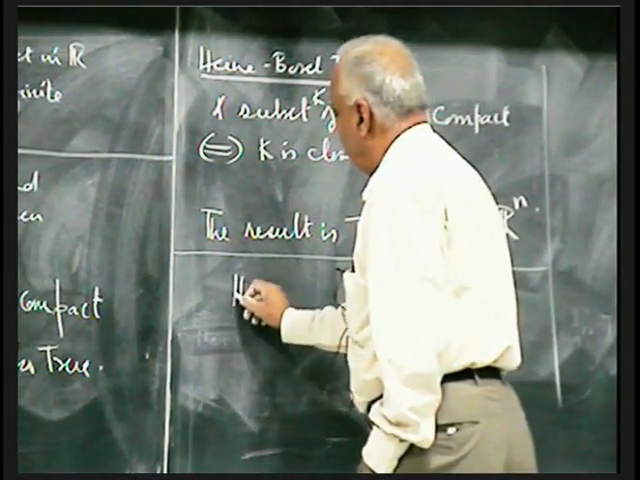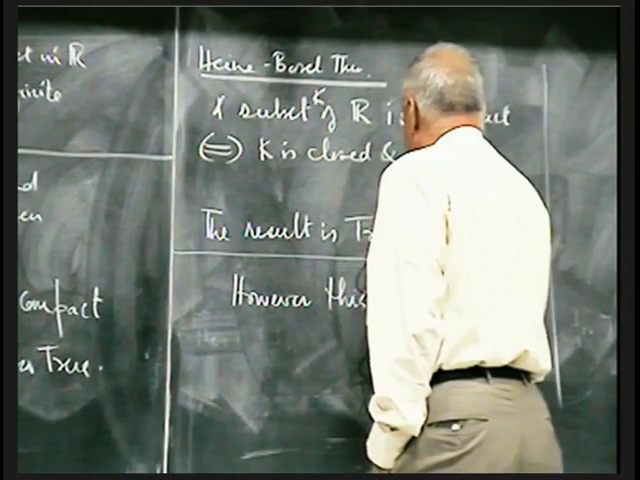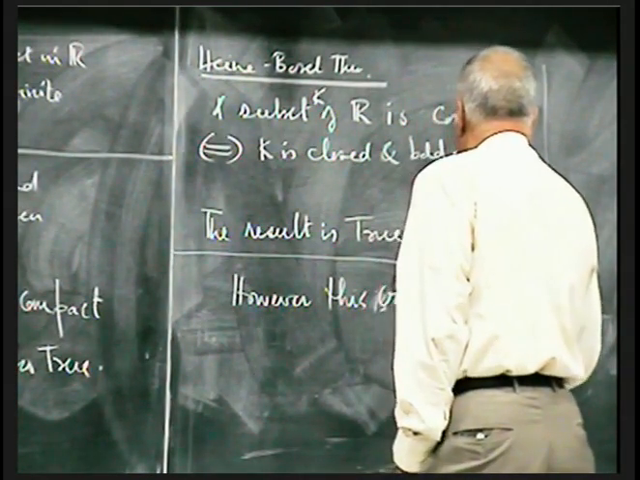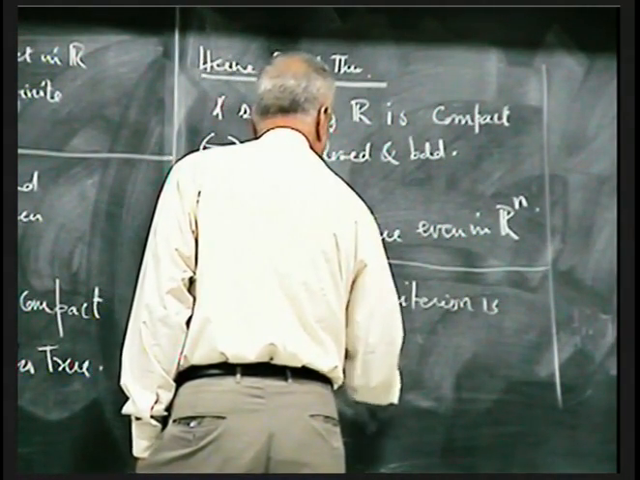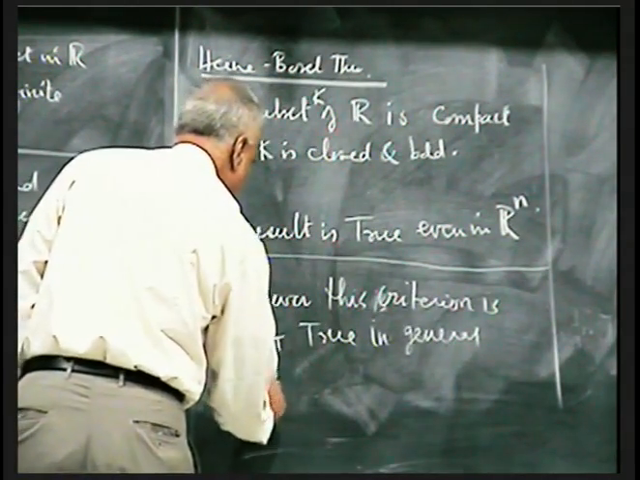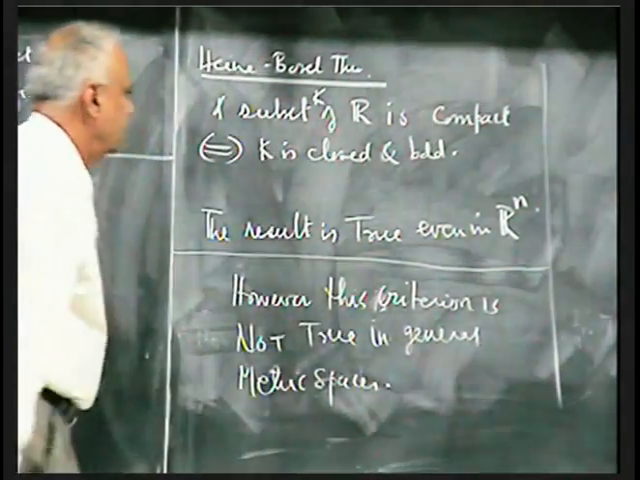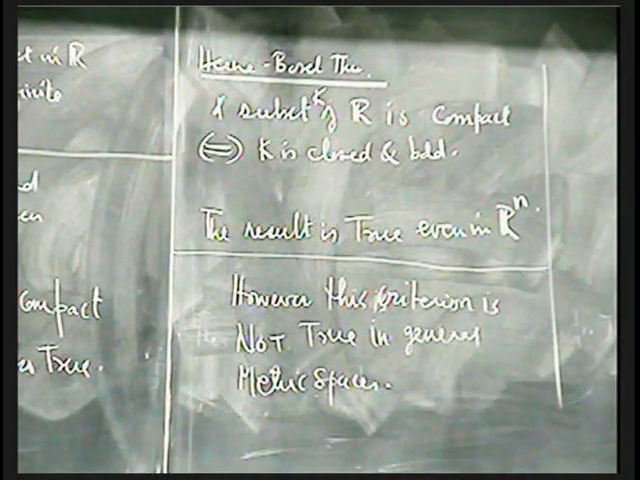However, this criterion is not true in general metric spaces. Something more is needed. That more is this epsilon net property: closed and epsilon net property. The epsilon net property is given a name, called total boundedness.